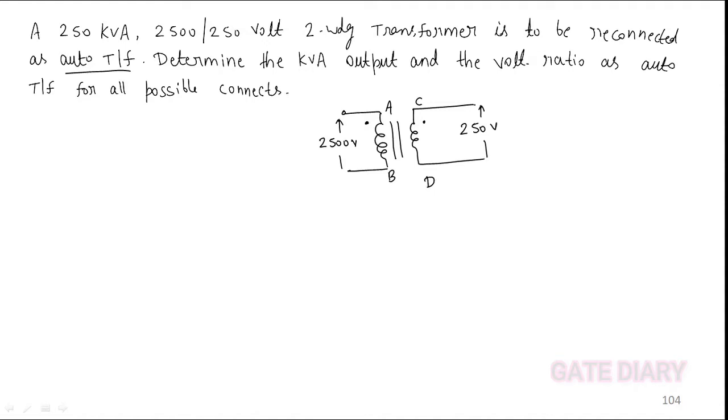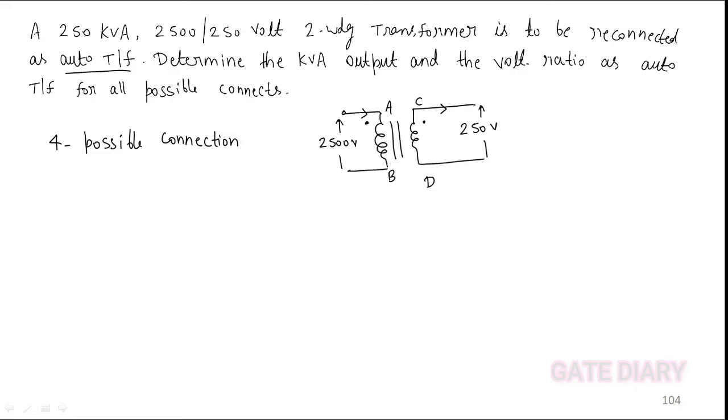You have to reconnect this two winding transformer into an auto transformer. There are a total of four possibilities to reconnect this two winding transformer as an auto transformer. In all four possible connections, you will get a different rating of the auto transformer. The thing which you have to keep in mind is that the current should not exceed its winding current rating. So how to find out the current rating of each winding, primary as well as secondary?